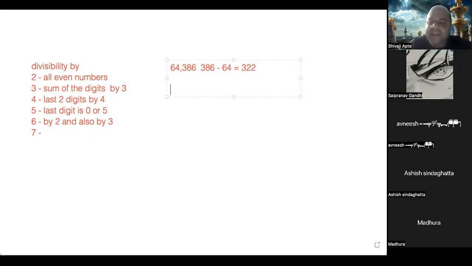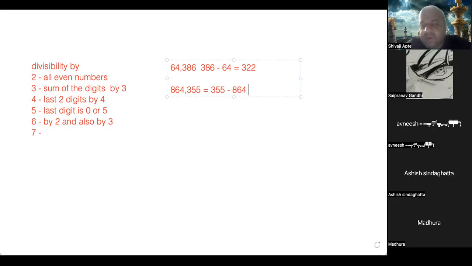So let us take an even larger example. 864,355. This number? Yeah. Okay, so again, let us form the alternating sum: 355 minus 864.